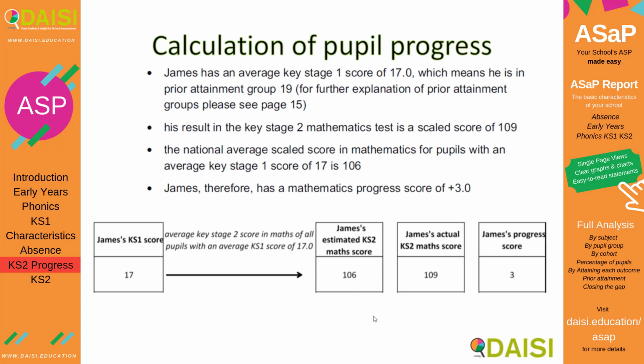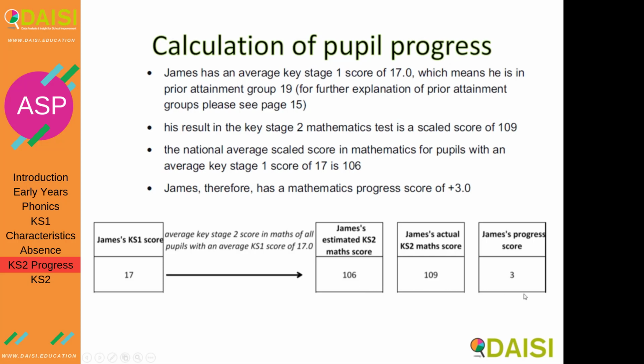So here's an example of how progress is calculated. Taking James, who has an average Key Stage score of 17 back in Key Stage 1. He is in prior attainment group 19. His result in the maths test was a scaled score of 109. His estimated score is 106, so 109 minus 106 means he has a progress score of +3.